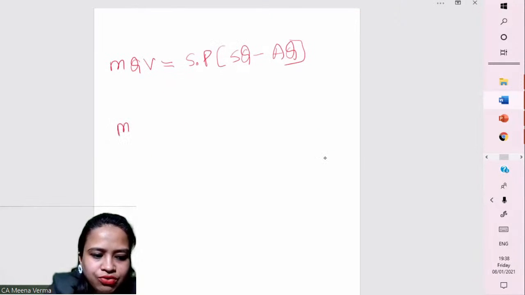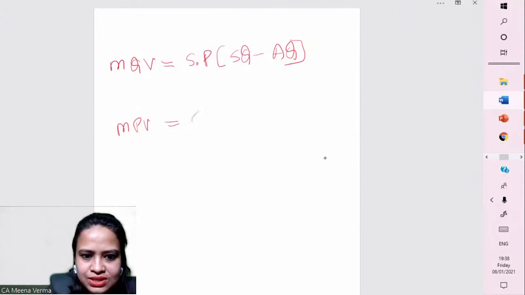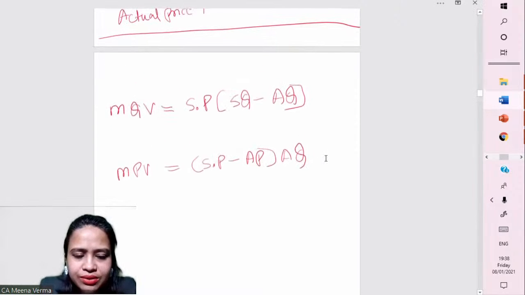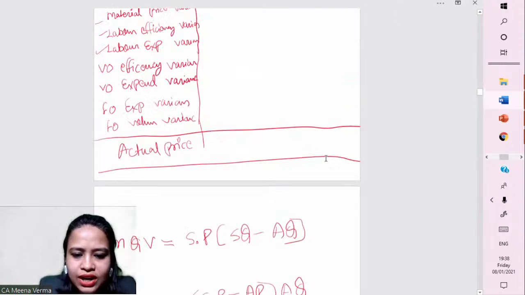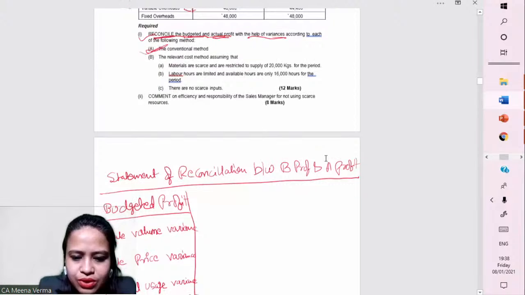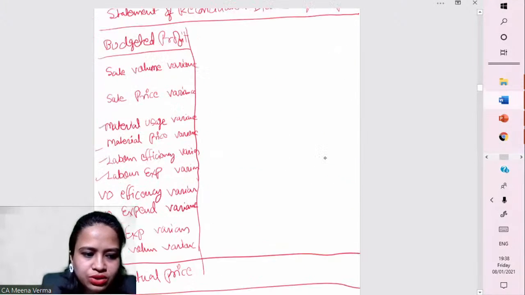What is the formula for finding the material price variance? Material price variance: standard price minus actual price into actual quantity. This is the formula for me. Okay. Now let us go to the question and see. Let me do it one by one.